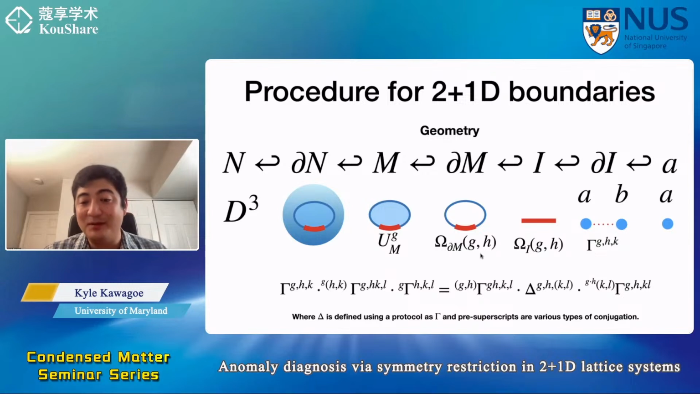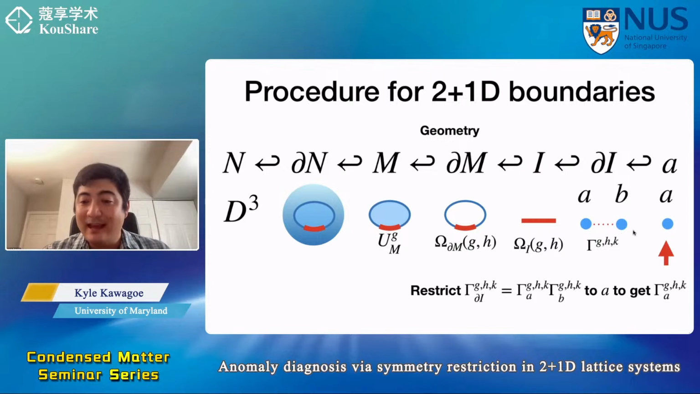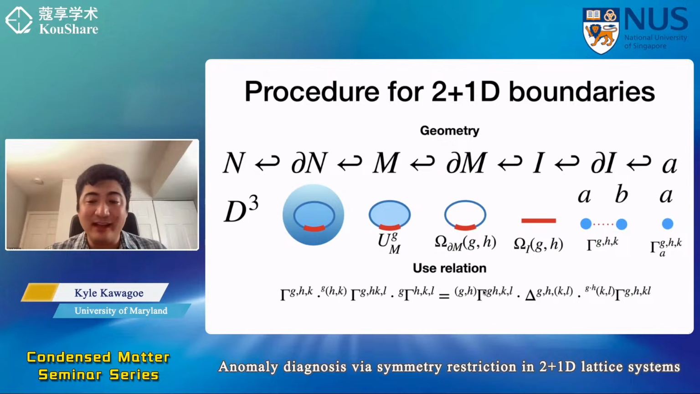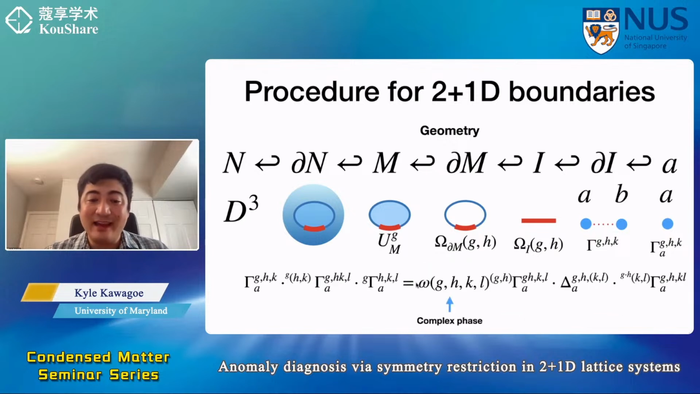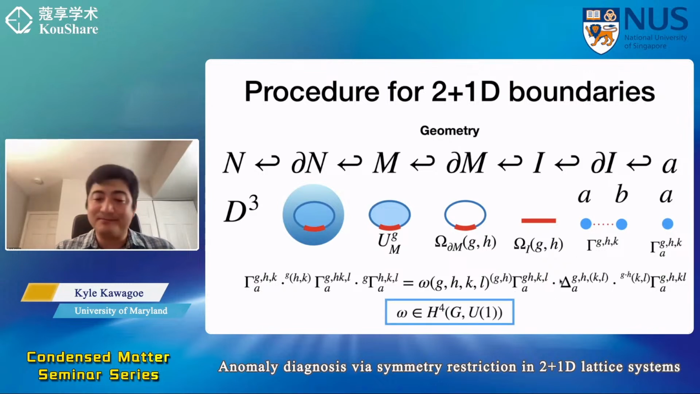Okay, so now what we'll do is we'll say these operators now obey this constraint, and we play the same game. So we'll restrict these operators, so it's the tensor product of something on A with something on B. And after restricting to just A, we see that this relation gives way to a relation for the operators defined just on A up to some complex phase. And that complex phase is this 4-cocycle, which we've been looking for.